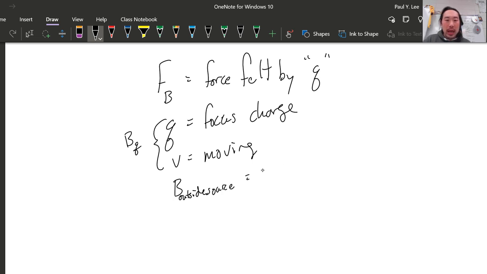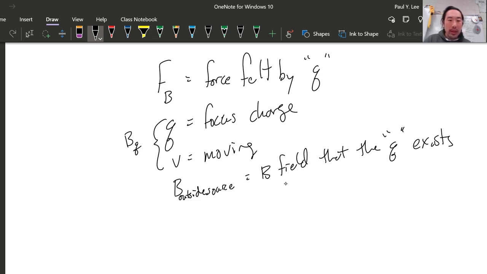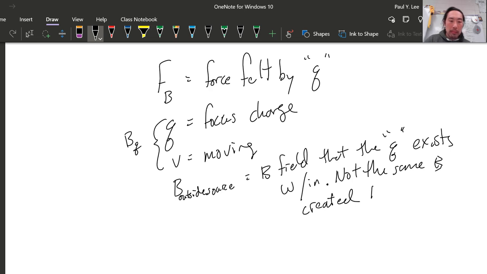So this is a B field that the charge exists within. Okay, important notes. So this is probably the more important note: it is not the same B field created by the charge. Okay, so now we have our two B fields.